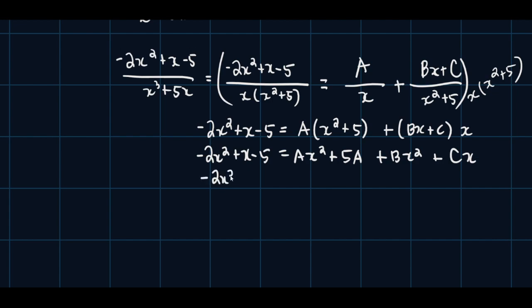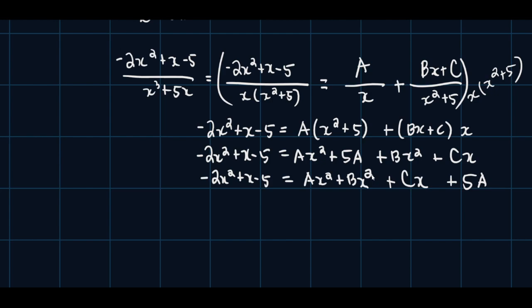Negative 2x squared plus x minus 5 equal to ax squared plus bx plus cx plus 5a. Notice na ang ginawa kong arrangement is by decreasing powers. So, sorry, this should be bx squared there. And then, we're going to compare coefficients again.